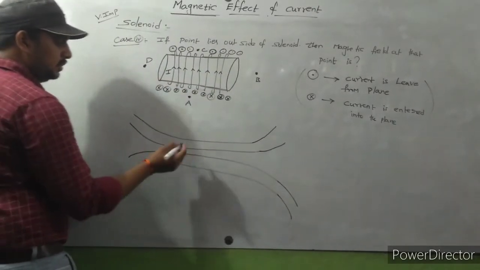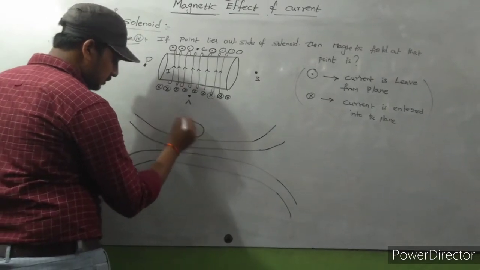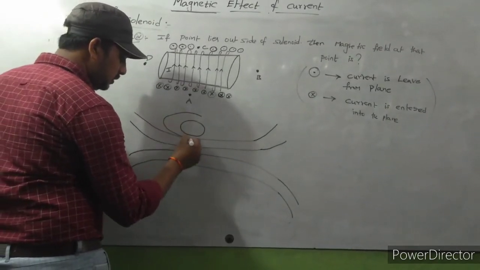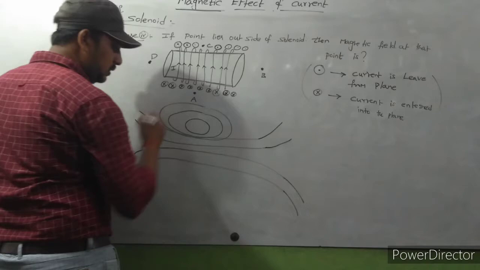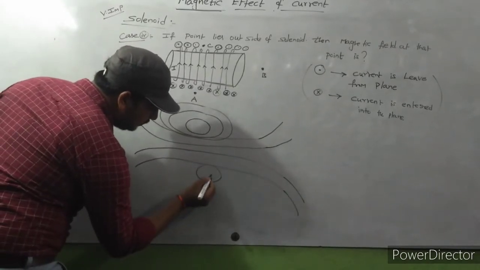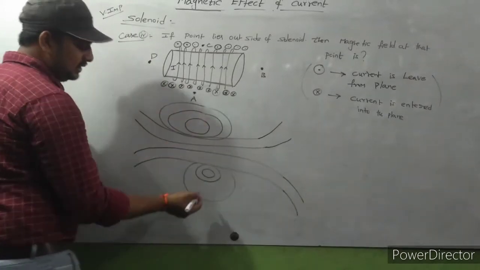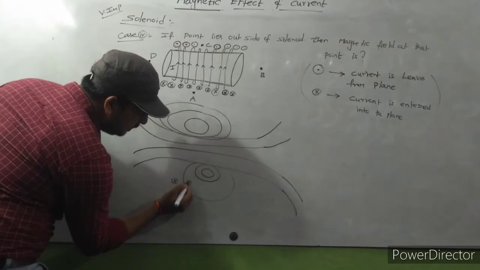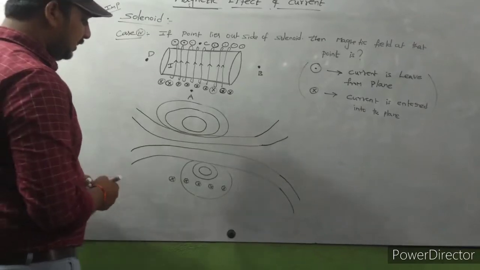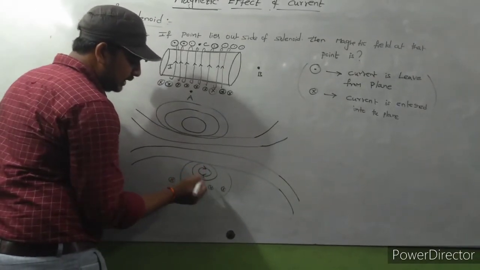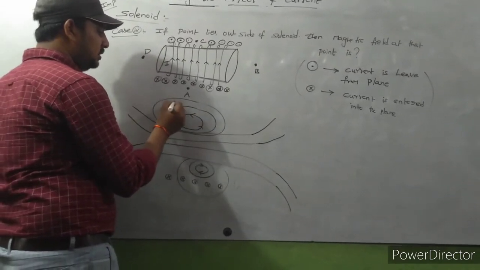So due to this, here it is entered into the phase. Into the phase means the current is in the clockwise direction. Here it is the clockwise direction, but here it is anti-clockwise direction, because it is out of phase.